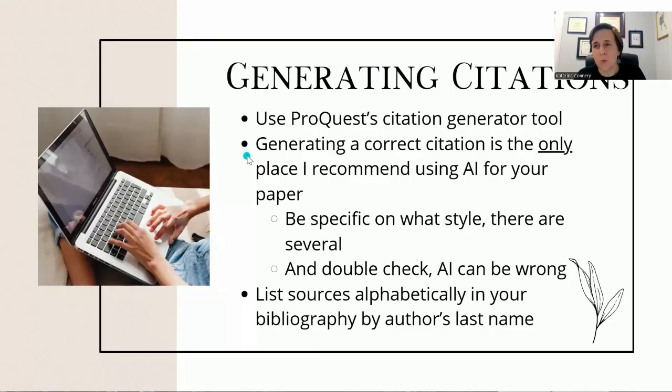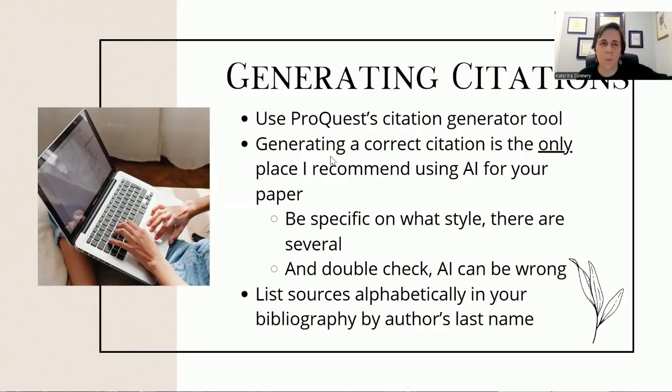Another thing is, this is the only place that I would recommend using AI, to generate a citation for you if you have resources that are not on ProQuest. It's just so complicated sometimes and hard to follow, so use ChatGPT or any other AI tool to generate your citation. A few caveats: you have to be specific about the style you are using because AI can get things wrong and often does. So you also need to double check if things are looking correct.